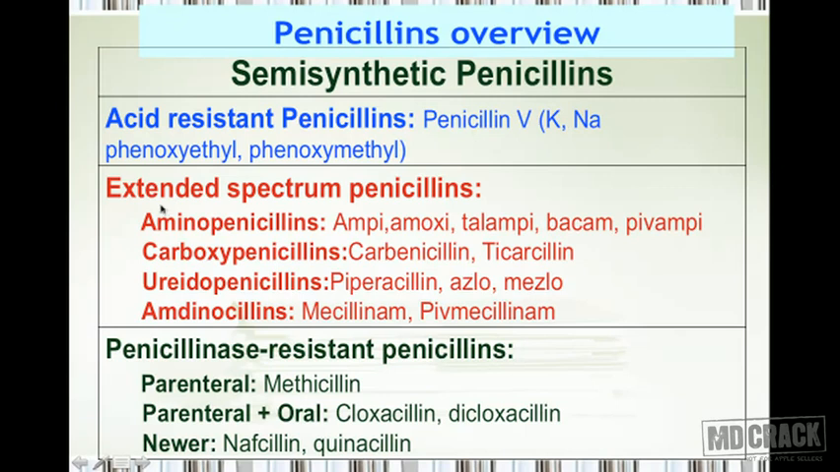The next one is extended spectrum penicillins. Let us read it together. Aminopenicillins: ampicillin, amoxicillin, talampicillin, bacampicillin, and pivampicillin. Carboxypenicillins: carbenicillin and ticarcillin. Ureidopenicillins: piperacillin, azlocillin and mezlocillin. And amidinopenicillins: mecillinam and pivmecillinam. So that's extended spectrum. Aminopenicillins went up to E. coli, some Proteus, Salmonella, Shigella, H. pylori. Carboxypenicillins and ureidopenicillins were anti-pseudomonal penicillins.